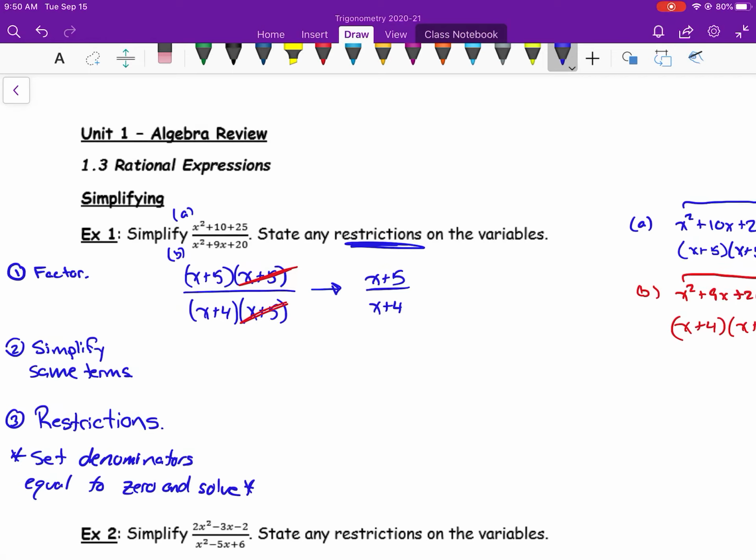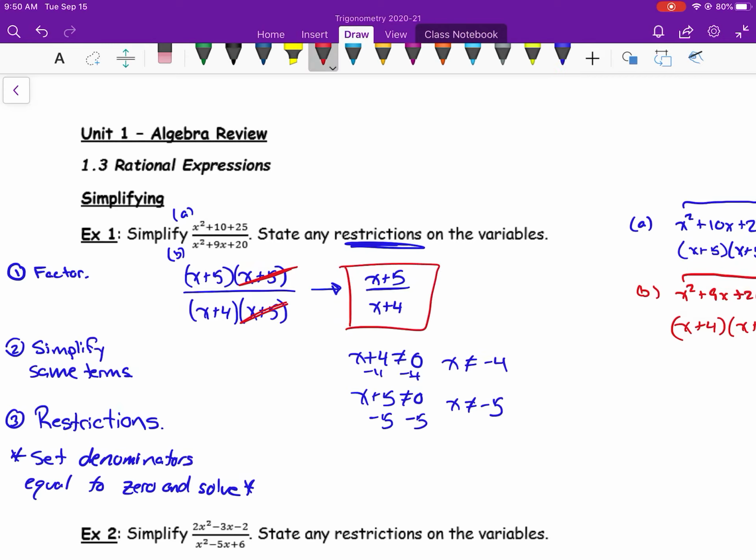Okay, so I have x plus 4 can't equal 0 and x plus 5 can't equal 0. And then when you subtract 4, you get x can't equal negative 4. Subtract 5, you get x can't equal negative 5. So those are my restrictions. Final answer is the simplified rational expression and your restrictions.